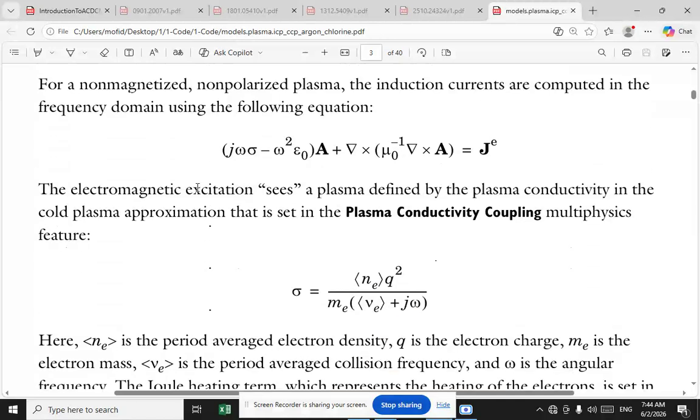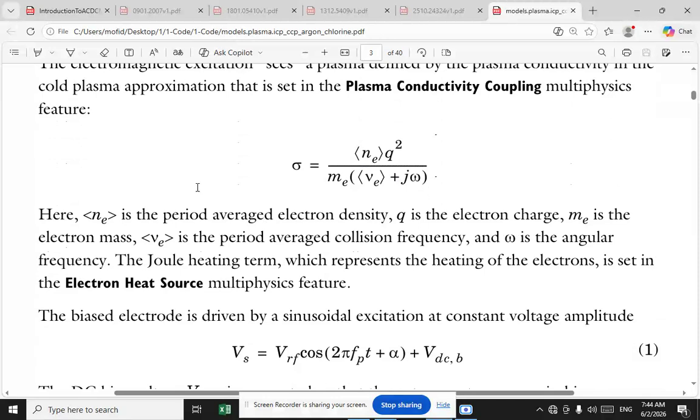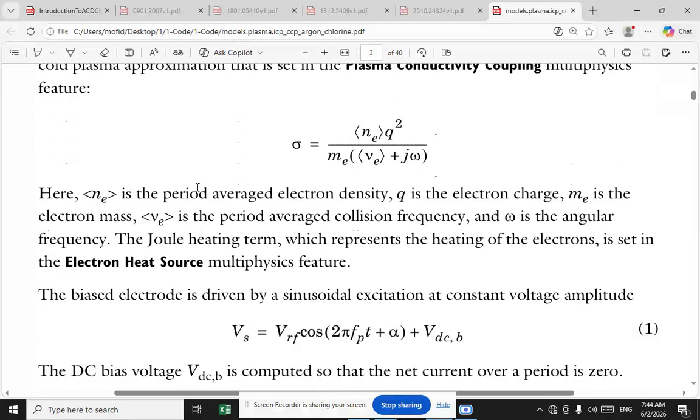conductivity coupling multiphysics feature, such as σ = (ne q²)/(me (νe + jω)). Here ne is the period average electron density, q is the electron charge, me is the electron mass, νe is the period average collision frequency, and ω is the angular frequency.